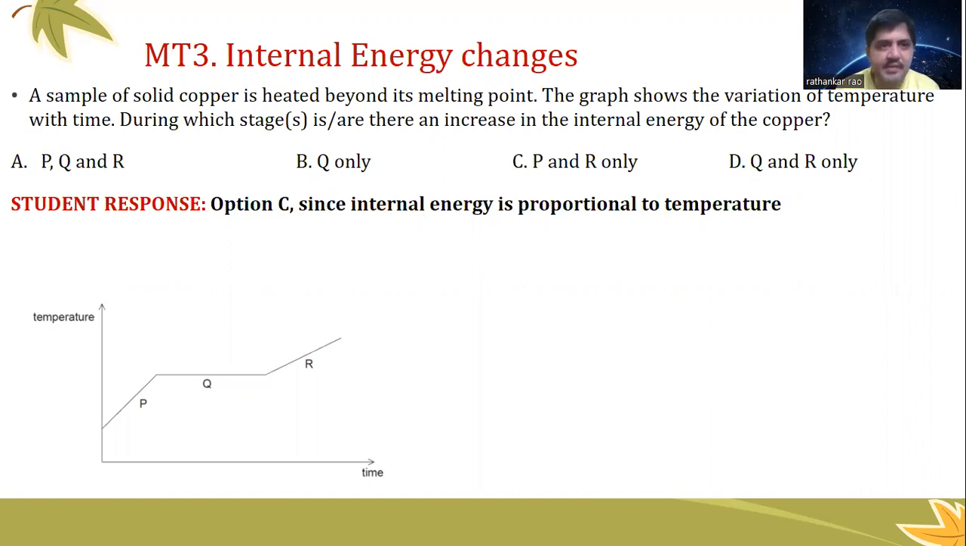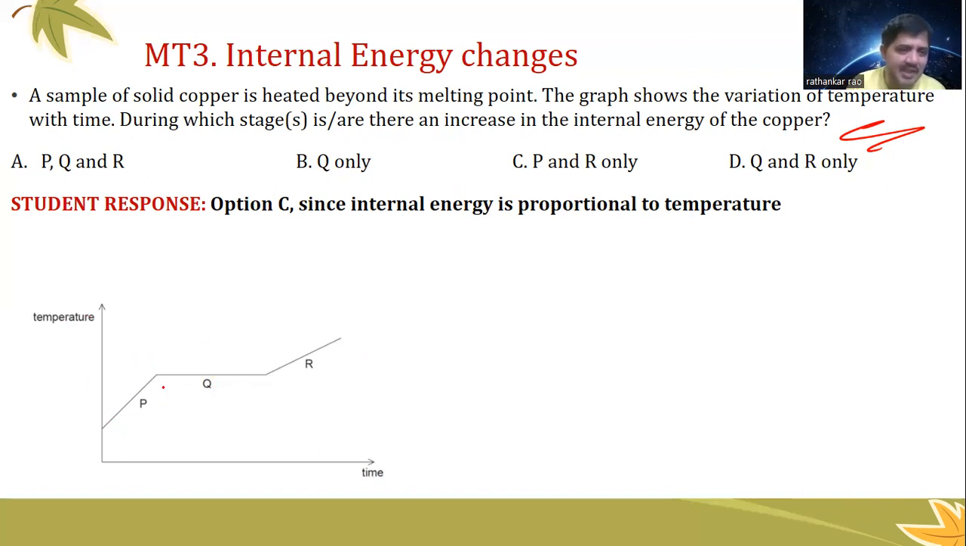Now we are next seeing one more problem on internal energy changes. The problem reads: a sample of solid copper is heated beyond its melting point. The graph shows the variation of temperature with time. During which stage is there an increase in the internal energy of the copper? Shown here is a graph, P to Q, Q to R, and so on. Now, this graph is clearly interpretable.